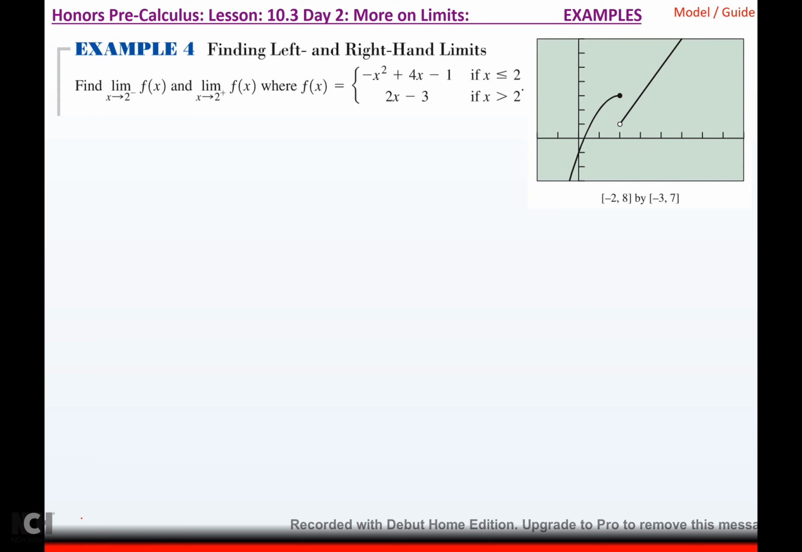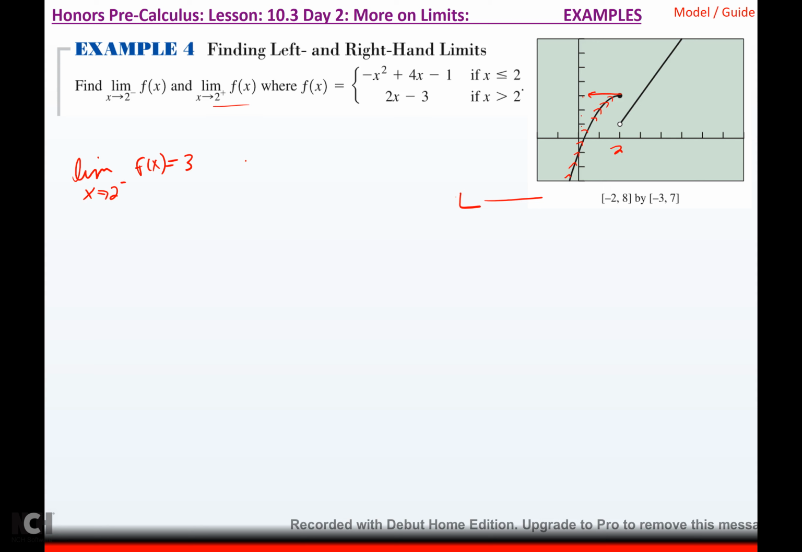Alright, so it says find the limit as x approaches 2 from the left and the limit as x approaches 2 from the right of f of x, where f of x equals the given piecewise function. Alright, I'm going to do this two ways. I'm going to do it just using the graph, and then I'm going to do it using algebra. If I'm approaching 2 from the left, that means I'm coming from this way. So as I trace my function, and I'm getting close to 2, this is getting close to 3. So the limit as x approaches 2 from the left, my function is approaching 3.